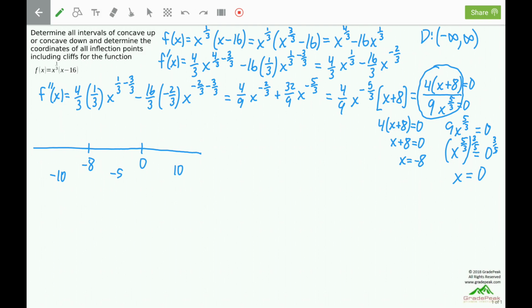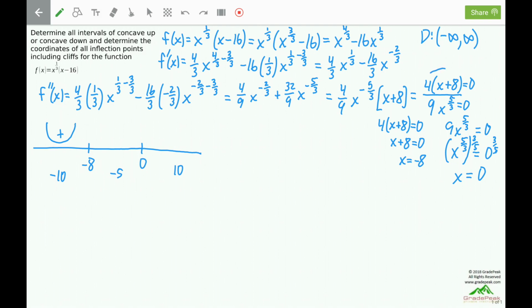Starting with -10, plugging it in the numerator, it'll be -10 plus 8, which is a negative number, times the 4 will still be negative. In the denominator, a negative number raised to the 5/3 power will be negative, because they're both odd, and then times the 9 will still be negative. So we have a negative over a negative, which is a positive second derivative, and that corresponds to concave up.